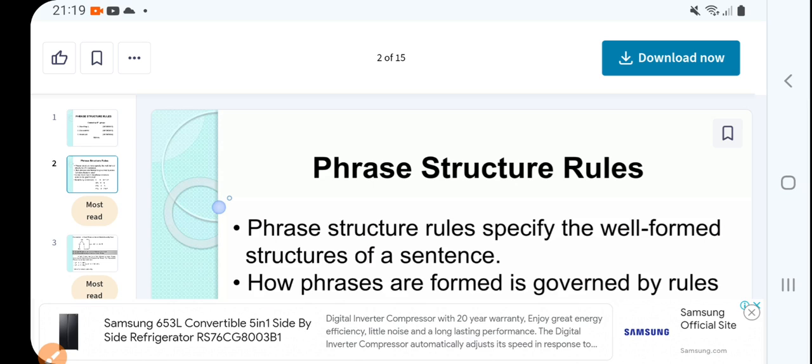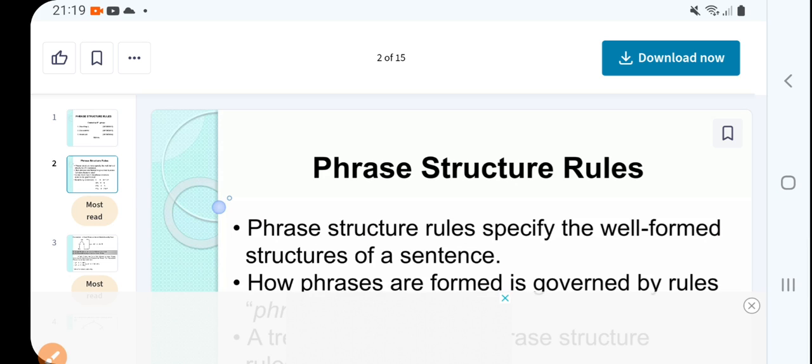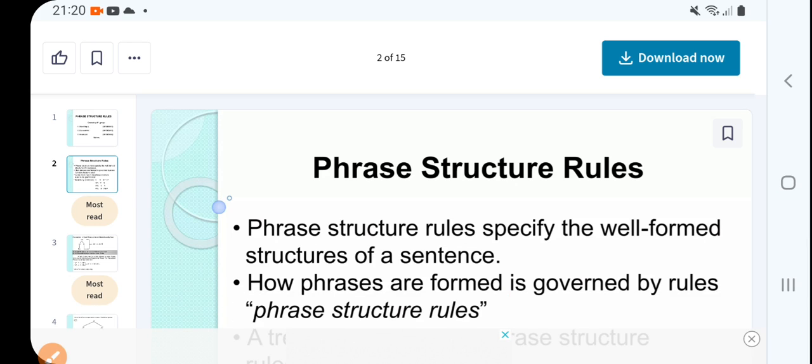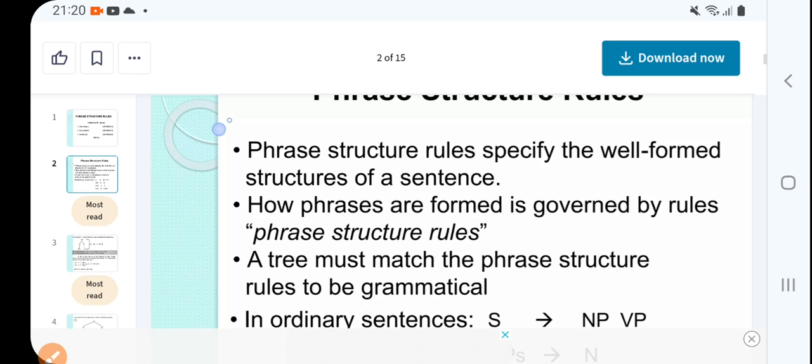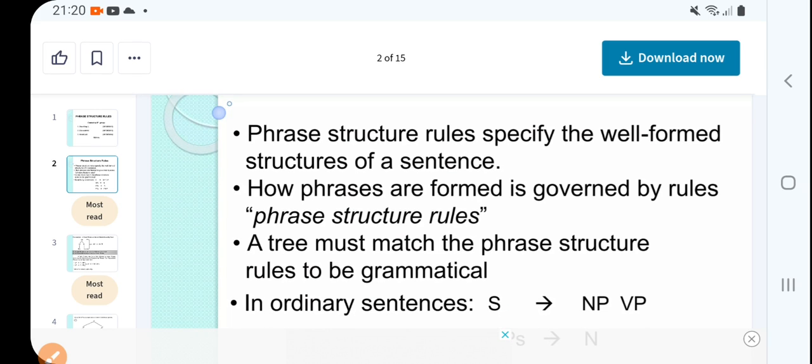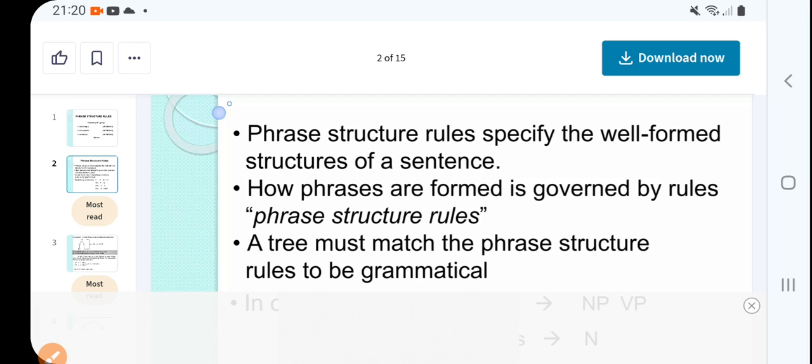In the previous video, we had already discussed what a phrase is. A phrase is a group of words which cannot stand alone, or a group of words which does not have a subject and verb, right? So let us see what the rules of phrase structure are. Phrase structure rules specify the well-formed structure of a sentence.